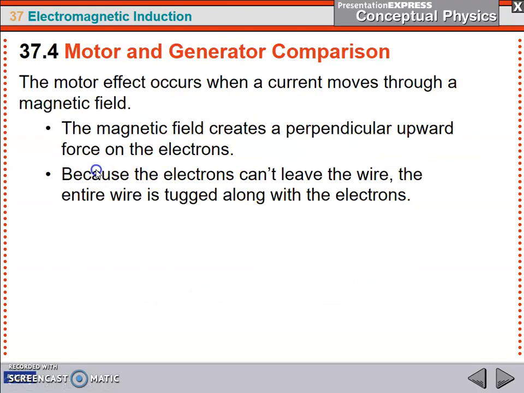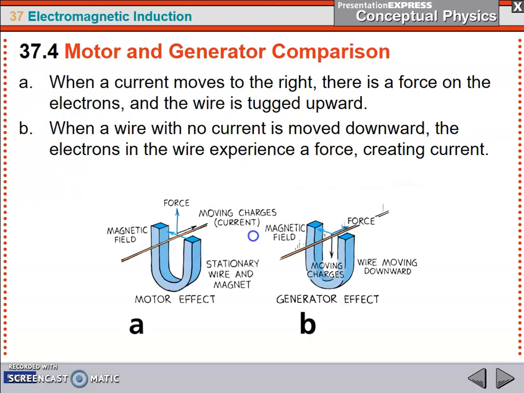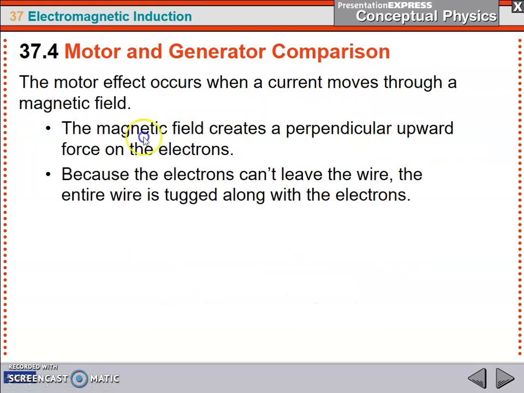The motor effect occurs when a current moves through a magnetic field. The magnetic field creates a perpendicular upward force on the electrons. Because the electrons can't leave the wire, the entire wire is tugged along with the electrons. So they're just saying that the force that's on the wire there, well, that's because as the electrons are moving this way, they're getting pushed up. That's the resulting force. And so it's not the wire that's getting pushed, it's the electrons in the wire, and the electrons bring the wire along with it. Okay?